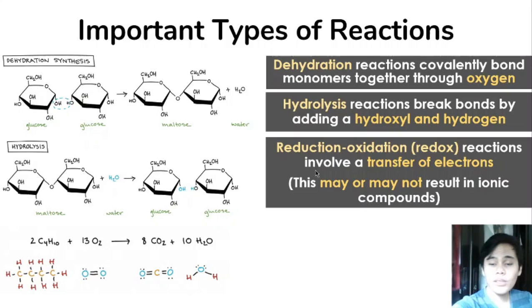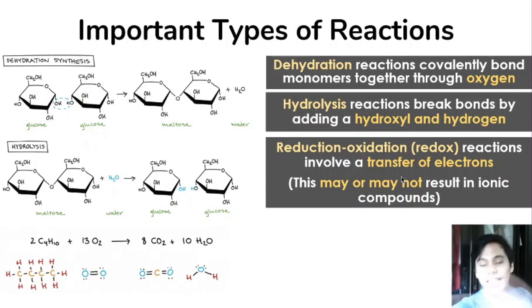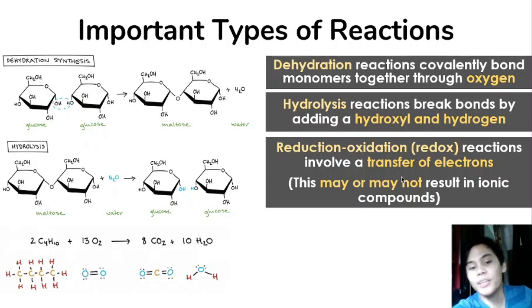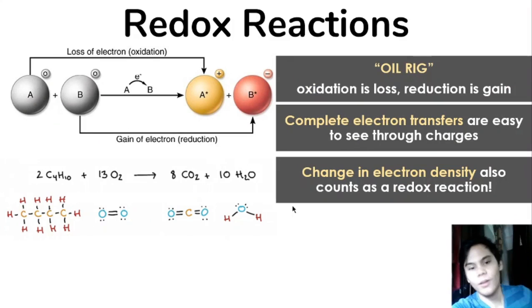And finally, an important type of reaction in the biological context is your redox, or reduction-oxidation, reactions. These involve a transfer of electrons, but it doesn't always result in ionic compounds. We talked about ionic bonds earlier, that they form due to the transfer of electrons. In redox reactions, it doesn't always form a bond between different atoms. It could just be a transfer of the electrons, or basically a rearrangement of electron density. So what do we mean by that? Let's take a closer look at redox reactions.